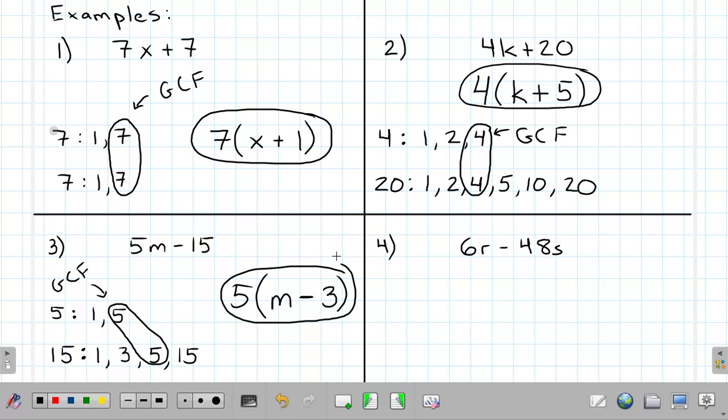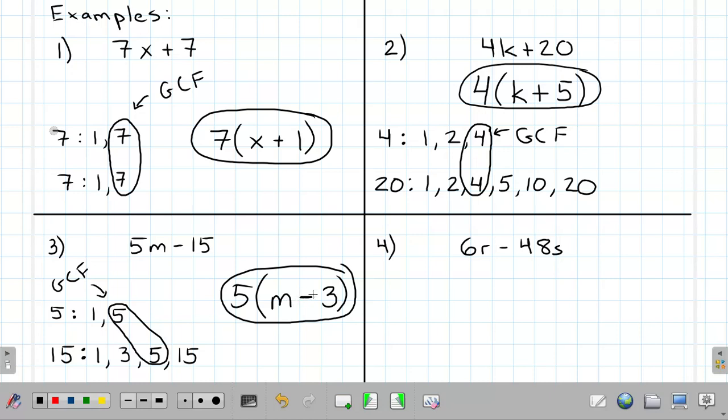And I haven't been doing this, but with every single one of these, you can check and see if you did this right by distributing the number on the outside back through. So 7 times x is 7x, plus 7 times 1 is 7. 4 times k, 4k, plus 4 times 5 is 20. 5 times m is 5m, minus 5 times 3 is 15.